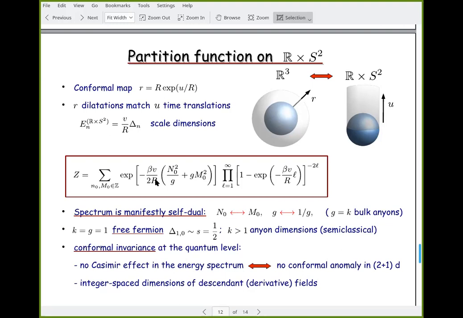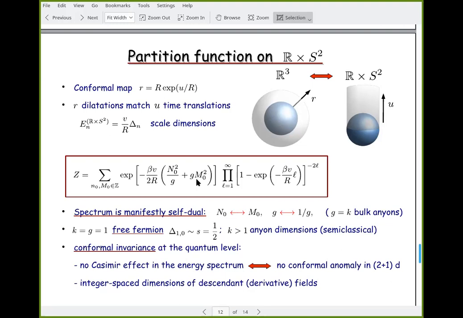So what are the properties? I get this solitonic spectrum, which obeys self-duality. And then what do I get? I get that in a special case, which is K equal to G equal to one, I should get the free fermion, okay? And so in fact, in the spectrum, there is S equal 1/2. While for K bigger than one, I get dimensions which are not free field theory dimensions. And these are properties of anyons, okay? So the properties of anyons should map the Aharonov-Bohm phases that I have in the bulk. So that should match, okay?